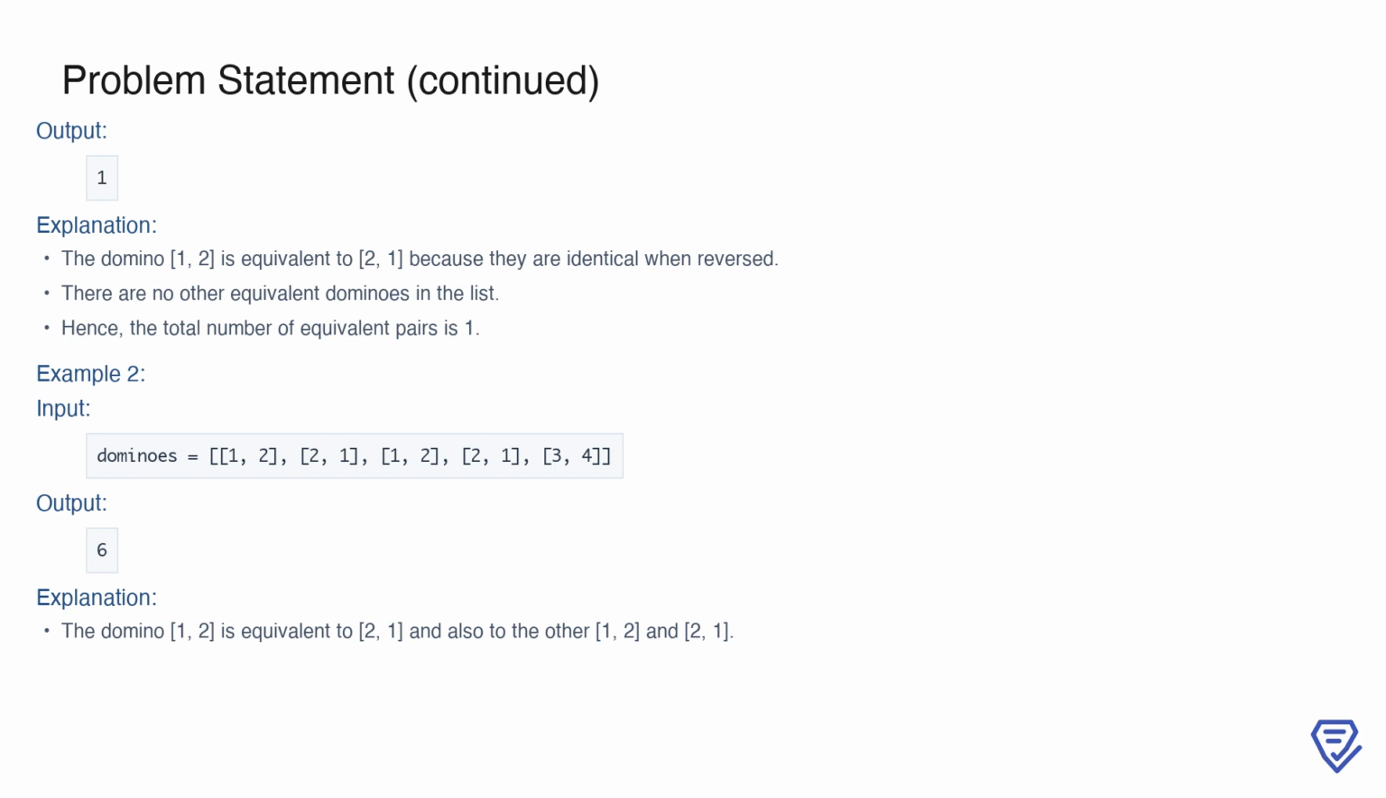In the second example, the input list is 1, 2, 2, 1, 1, 2, 2, 1, 3, 4. Here, the domino 1, 2 is equivalent to 2, 1, and it's also equivalent to the other 1, 2, and 2, 1 in the list. This results in multiple valid pairs of equivalent dominoes.